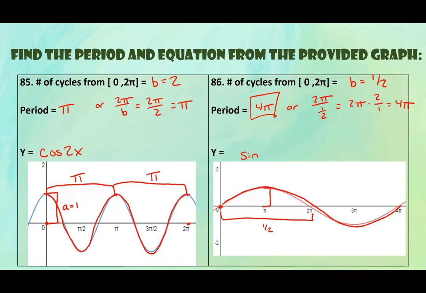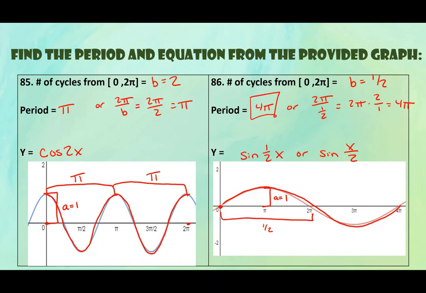We also know that the amplitude is 1, and because this goes up, a is going to be positive 1. So our sine can be written as sine of 1/2 x, because that's what our b is. Or you could also write sine of x over 2. Either way, I will take both answers.